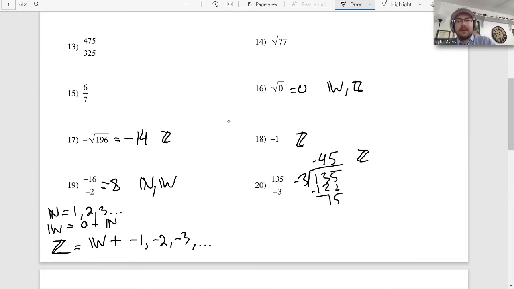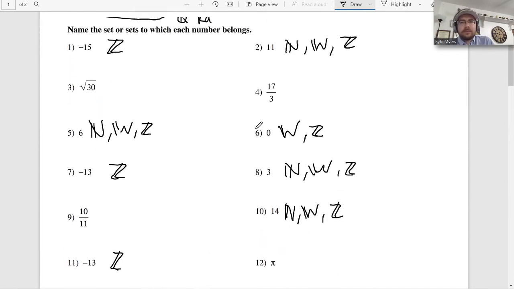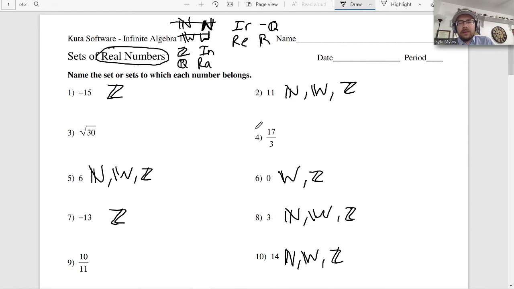Oh, and I forgot to put a z on this one too. Okay, so I think we got all the z's. It looks like we put a z on everything that we needed to. So we're done with z's. All right, we're halfway there. Rounding off the back half here, rational numbers.